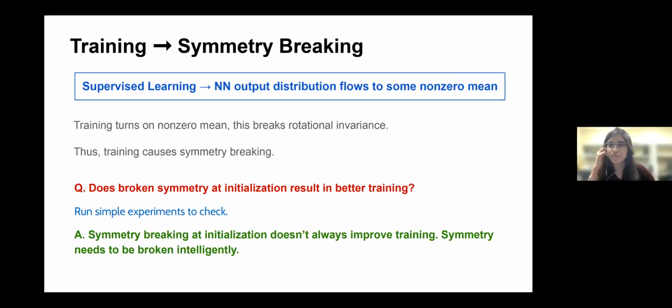I'm sorry, can you please explain again? I'm not sure if I understood the question. So you had on one slide, I don't remember which slide this was, you were saying something like that if you have a non-zero mean, you're breaking rotational invariance. I have said that in a couple of slides. One is in the initialized neural network when you have a Gaussian process limit. Is that the one that you are talking about, or is it during the training?